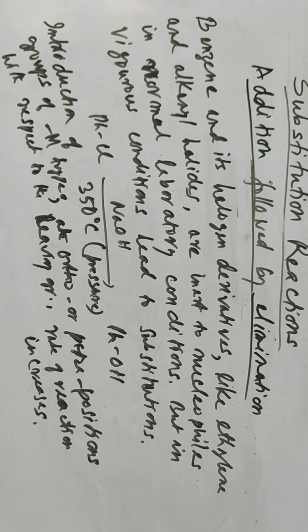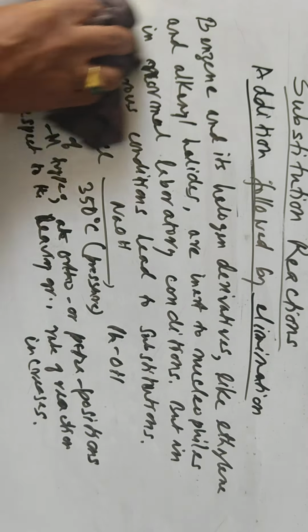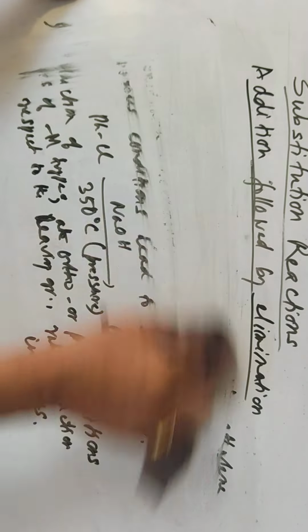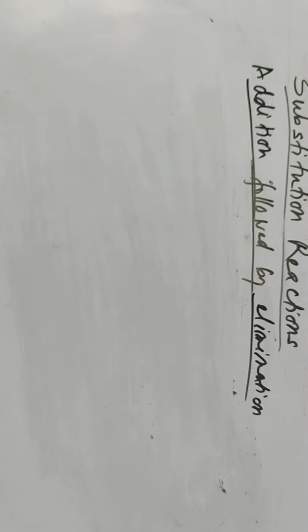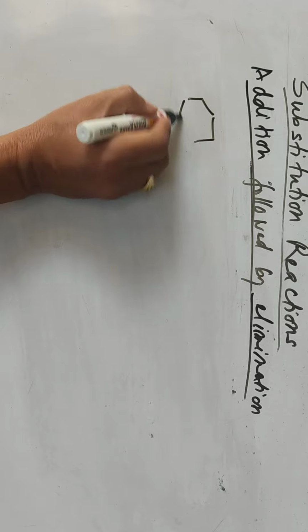If there are M negative type, mesomeric type, electron-withdrawing groups present at the ortho or para position, the reaction takes place easily. These are mostly found in unsaturated systems like benzene. So I will write down another example of addition followed by elimination. Look, for example, at an unsaturated system of this type.